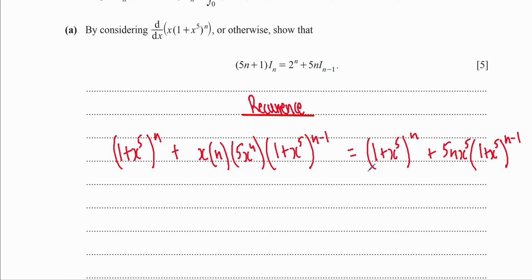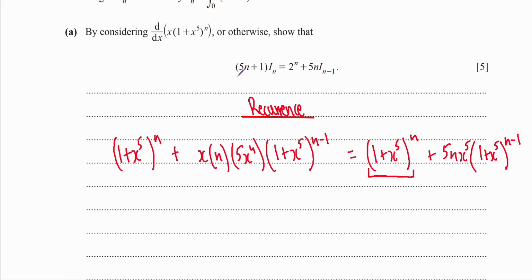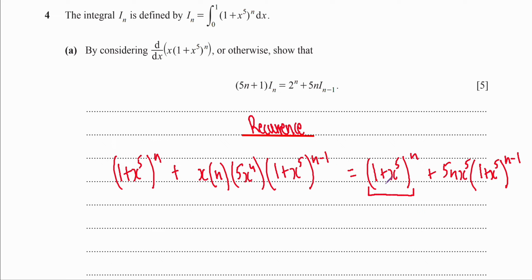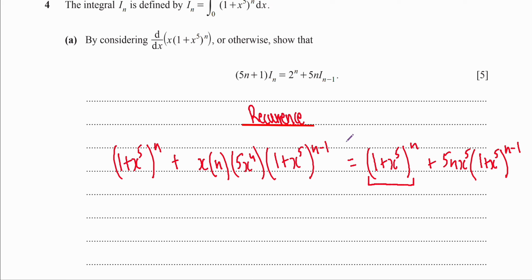But you see this term right here? If I integrate this with respect to x, I actually end up getting In, because that's what we're looking for, right? So if I integrate this between 0 and 1 with respect to x, and I integrate this, and I integrate this, let's see what happens. So I'm going to integrate everything, between 0 and 1, between 0 and 1, and between 0 and 1.